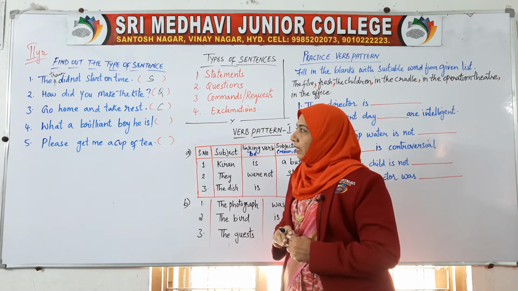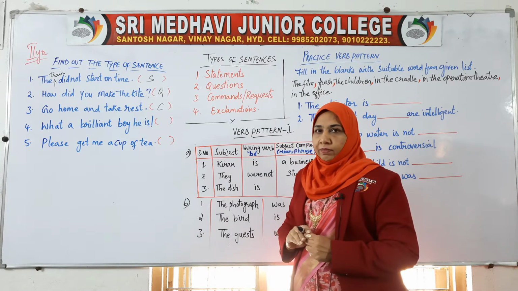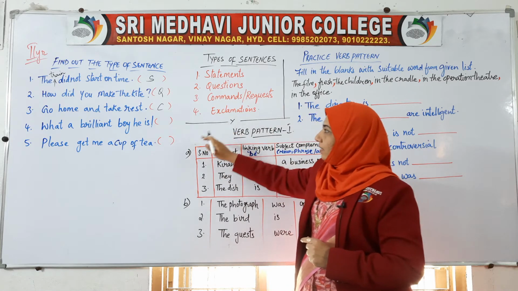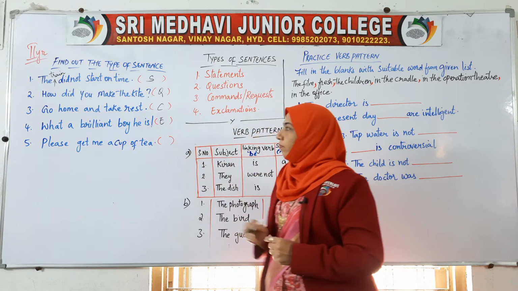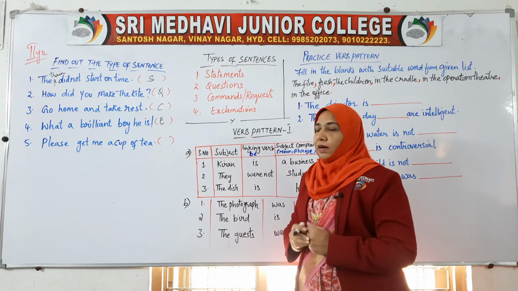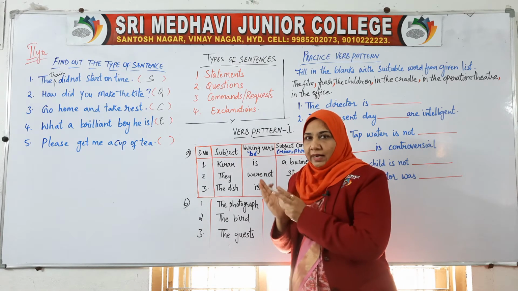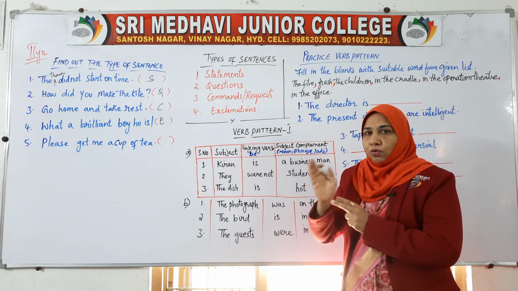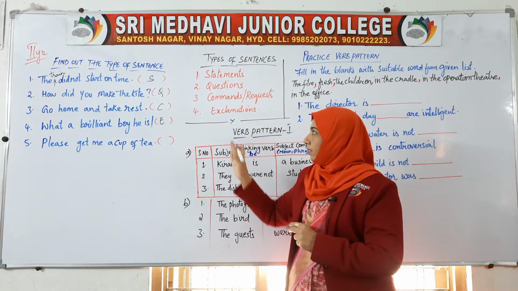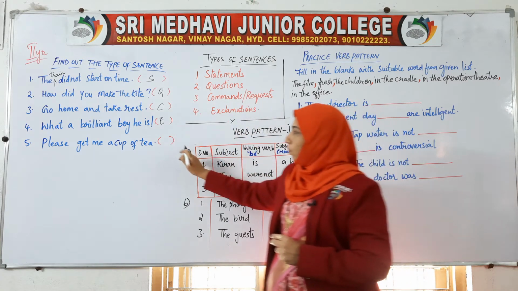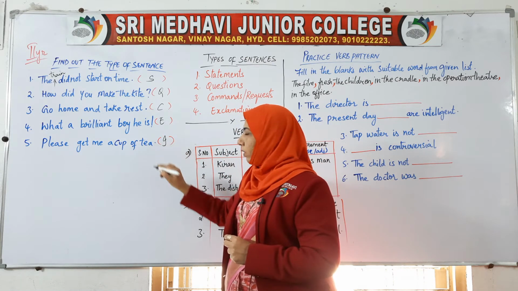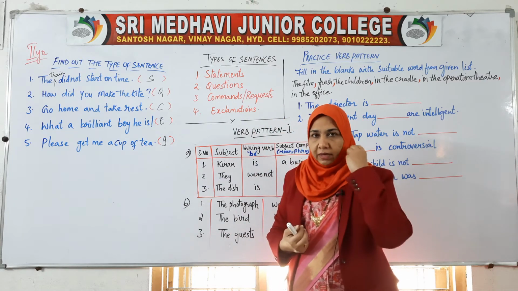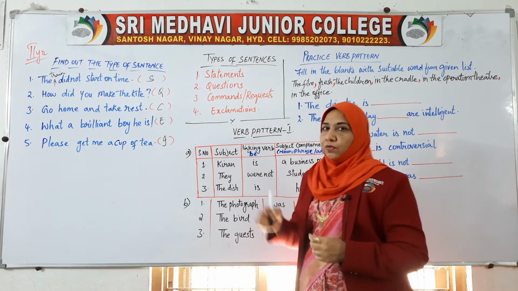Next is: What a brilliant boy he is! By seeing the exclamation mark, you can get it very easily that it is the exclamation. Now next is: Please get me a cup of tea. While getting the first word as please, you must have understood that this is the request. So for request, we can write I for the imperative, or we can write the whole word as imperative sentence. This is just for your practice.